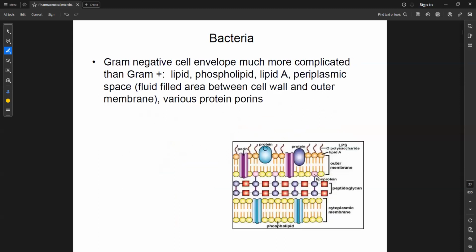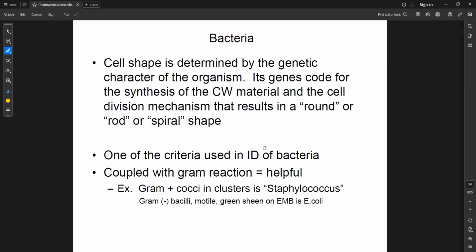Then what is the difference between a gram-negative and a gram-positive? So a gram-negative cell envelope is more complicated than a gram-positive because it contains lipid, phospholipid, lipid A, and a periplasmic space with various proteins. But the gram-positive only has the cytoplasmic membrane. They don't have the outer membrane. I hope that is understood.